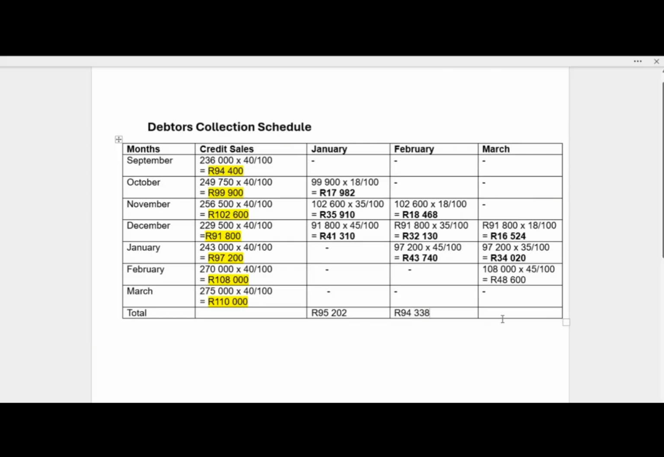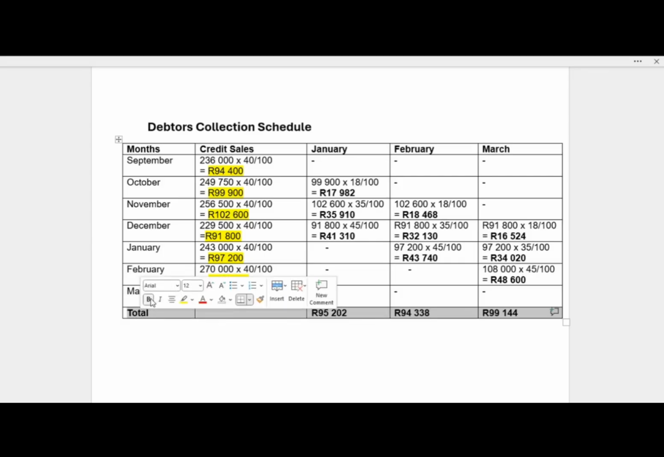94,338. Okay, and then in March, we are going to collect how much? We're going to calculate from 16,524 plus 34,020 plus 48,600. Okay, and then we are going to collect 99,144. All right, and then that is all for our debtors collection schedule. That is all for our debtors collection schedule. All right, and then that's it.